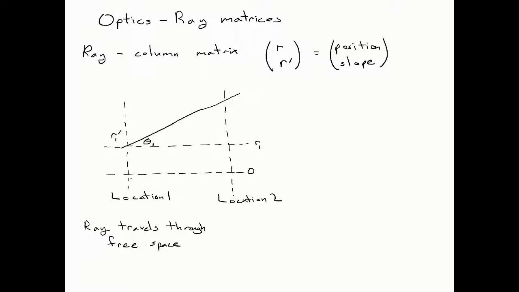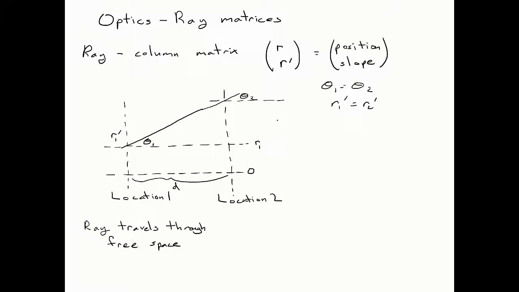And we'll call this distance here d. Now what we want to figure out is how we can represent the ray at location 2. So we need to figure out how high the ray is here. Well, what position it's at. So the angle and the slope are going to be the same.